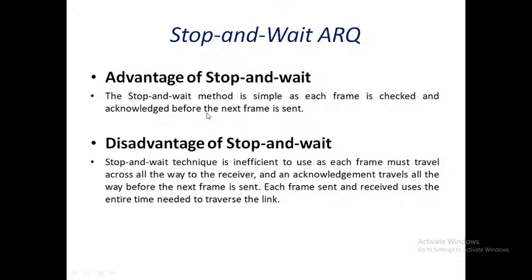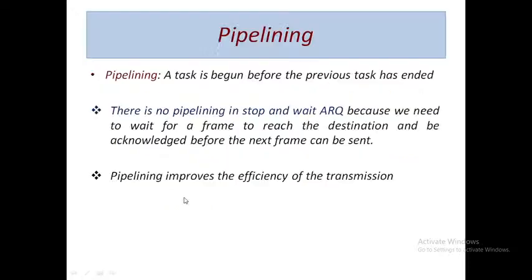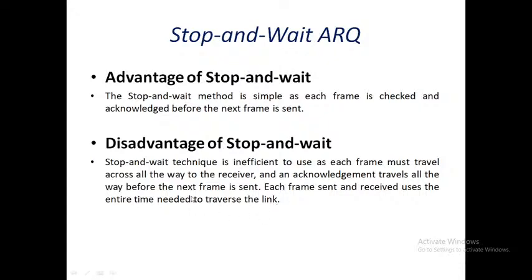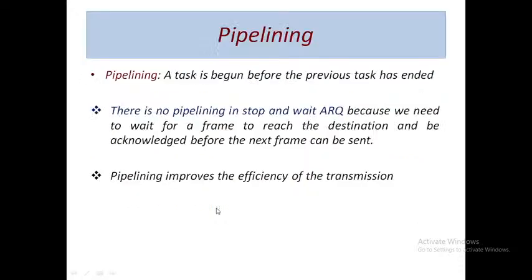It is the simplest approach, that is the advantage, but the disadvantage is that each frame must travel all the way to the receiver, and an acknowledgement also travels both ways before the next frame is sent. So every time, you can see, it is sending and then receiving. Both the data and the acknowledgement travel both ways, and that is quite inefficient in nature.